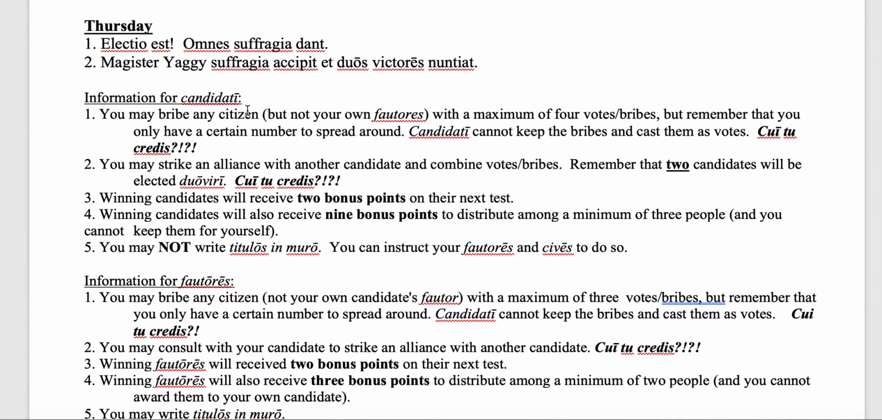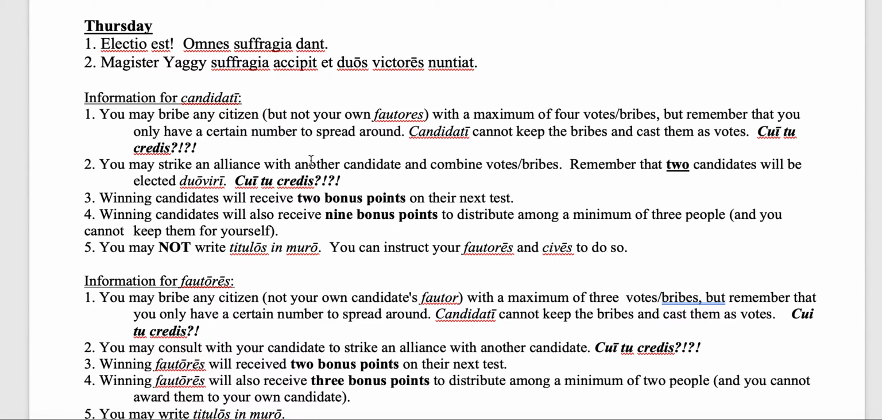So here's the deal. Candidates: if you're a candidate, you can bribe any citizen, but you can't give bribes to your own supporters. I'm allowed a maximum of 4 votes or bribes per citizen. But I only have so many to spread around, so I've got to be careful. I can't keep the bribes and then cast them as my own votes. So I've got to either give away all the bribes or I waste some.